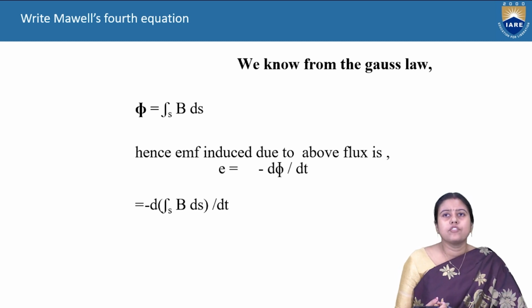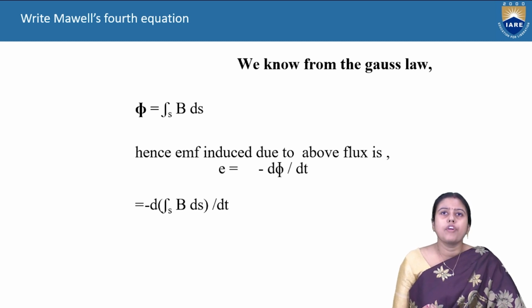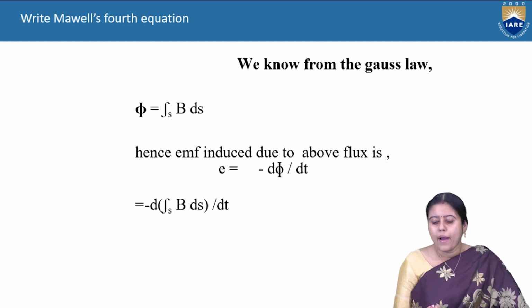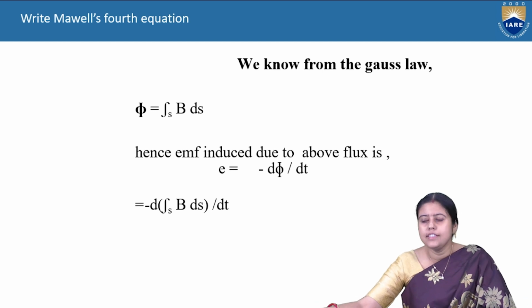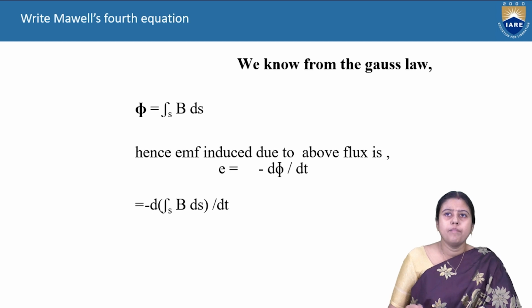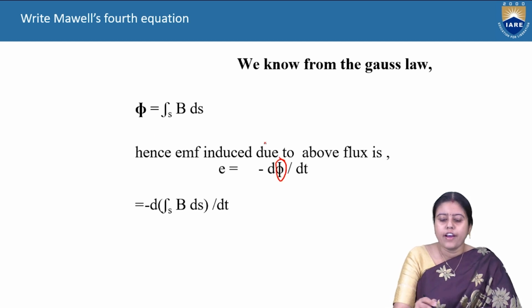Then write Maxwell's fourth equation. We know from Gauss's law that flux phi is equal to the integration of B dot ds. And we also got from Faraday's law E is equal to minus d phi by dt. So in place of phi, we can write the surface integration of B ds. So E is equal to minus d by dt of the integration of B ds.